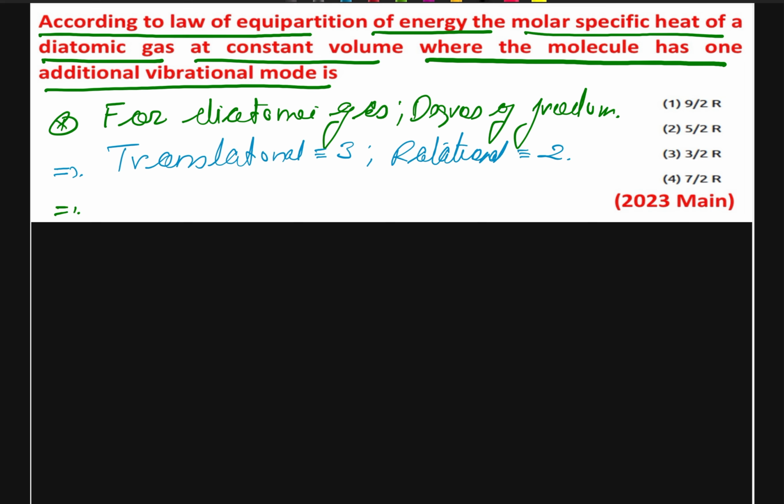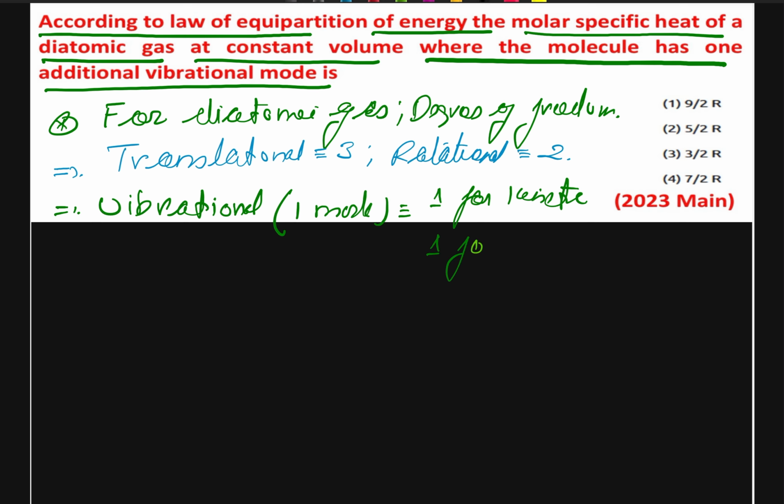So we should have a vibrational, and for vibrational, it is said that it should have one mode, and one mode basically means that independently it is going to have one for kinetic and one for potential. Therefore, the total will be equal to 1 plus 1, that is 2.